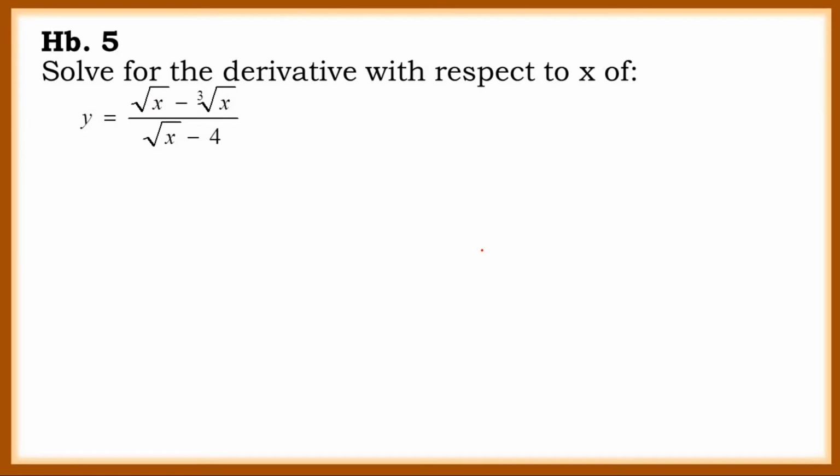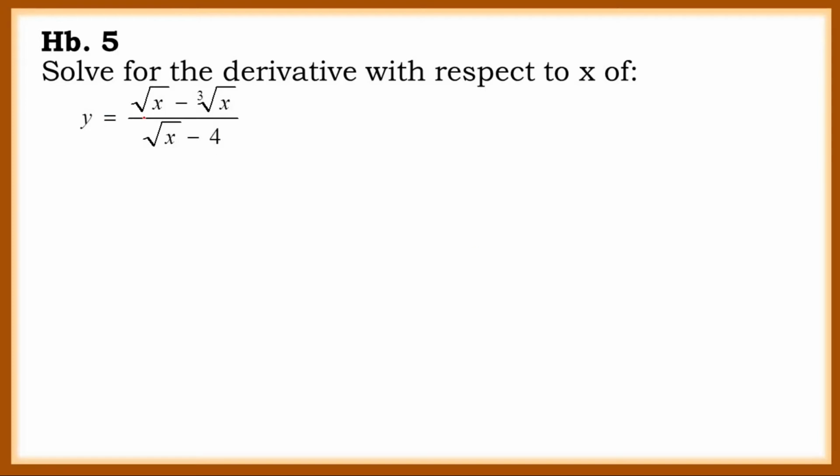Hello everyone, we are now at our last example, number 5 sa ating Quotient Rule of Differentiation. We have to solve for the derivative with respect to x of y is equal to the square root of x minus the cube root of x all over the square root of x minus 4. And yes, totoo po ang given natin, marami tayong radicals na involved. Pero huwag kayong masindak, we only need to transform it to its exponential form.